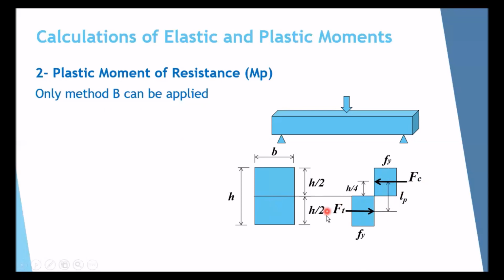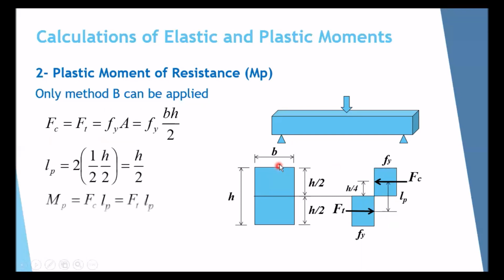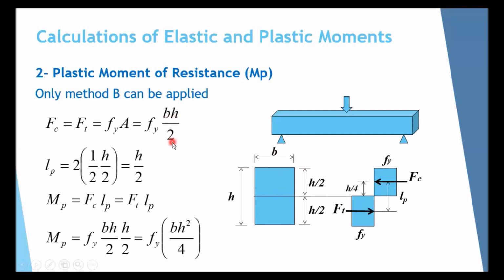So FPC again equals FPT and equals this area times B, or equals FP yield times B times H over 2. So FPC equals FPT equals FP yield times this area here, which is B times H over 2. How about this L plastic, the lever arm in this case? We call it L plastic because we are dealing with a plastic stage. It is very clear here for a rectangle, this will be exactly at the middle. So here it will be half of the H over 2, it means H over 4, and here H over 4. So H over 4 plus H over 4 equals H over 2.